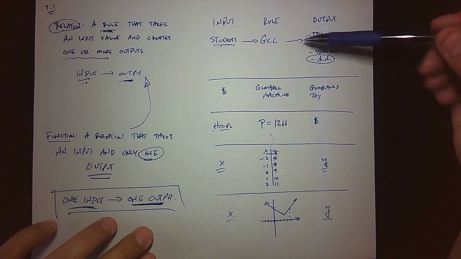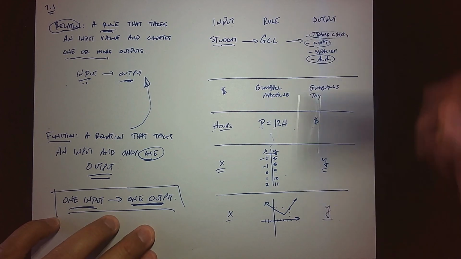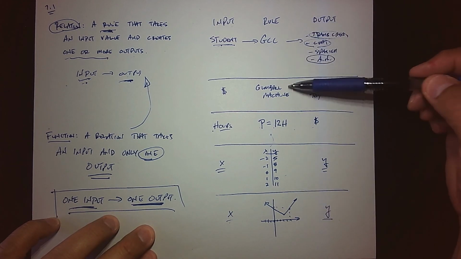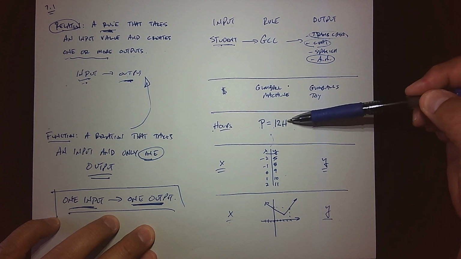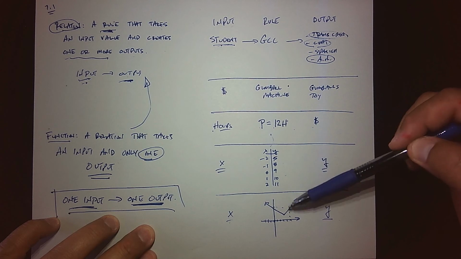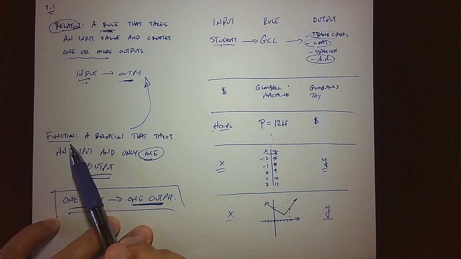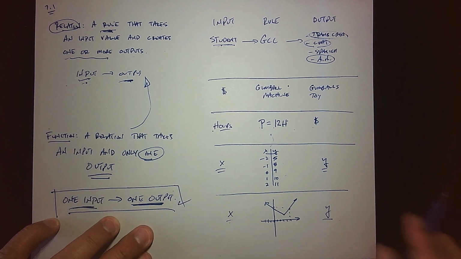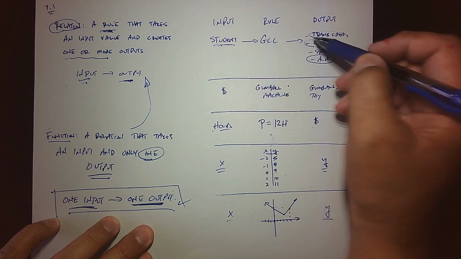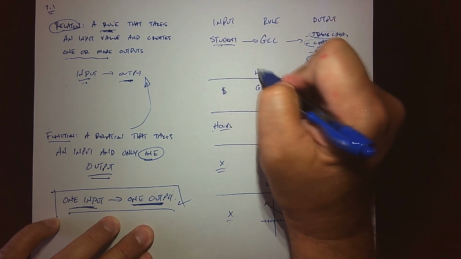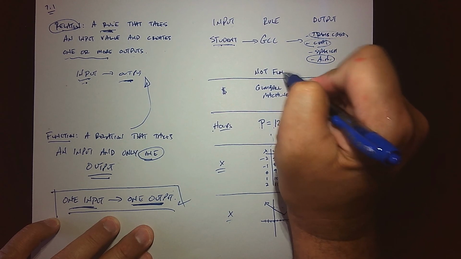So we have over here 5 different relationships, right? GCC is a relationship, the gumball is a relationship, the price per hour, your pay rate, this table, and this graph. These are all relationships. But are these relationships functional is the next question. And what we basically do is just figure out, do I have one thing in, do I have one thing out? So I would say the GCC function, this is not a function.